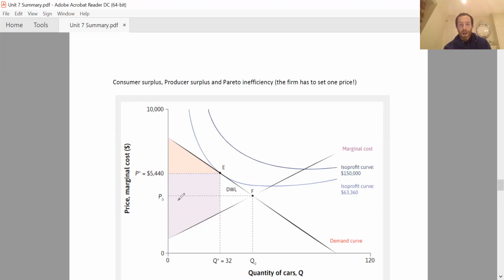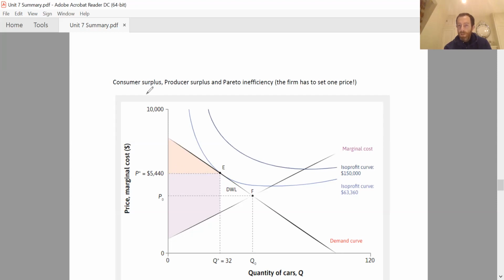So we can see from this picture that the firm is going to choose a quantity of output equal to 32. Why? Because that is where the demand curve is tangent to the highest possible iso-profit curve. And so they're going to sell their cars at a price of $5,440. And so P star, that's our price level.